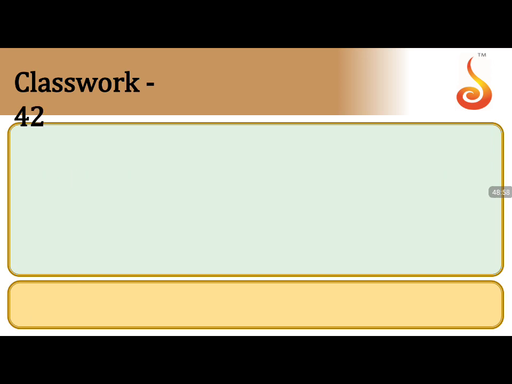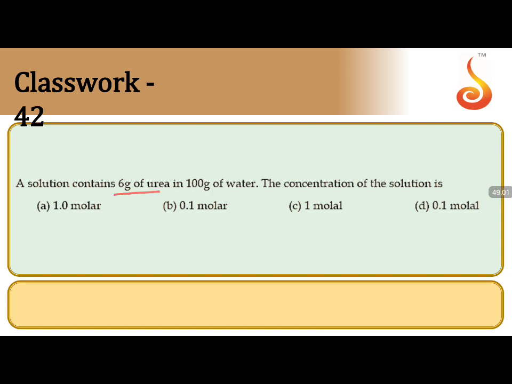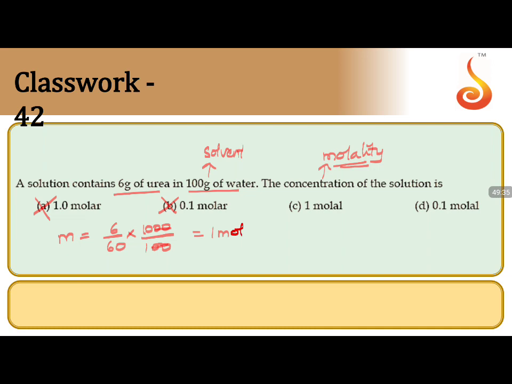Now moving to the 42nd question. A solution contains 6 grams of urea in 100 grams of water. The concentration of the solution is? So if it is 6 grams, the solvent mass is given. Remember, the solvent mass is given. So I have to express the concentration in terms of molality, not in terms of molarity. So this is going to be eliminated immediately, since I am going to express the concentration in terms of molality. So the answer, m is equal to 6 by 60 into 1000 by 100, which is equal to 1 molal. So the answer will be 1 molal, which is there in option C.